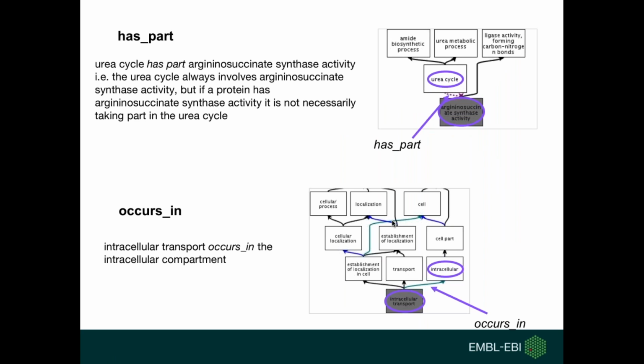Next, we have the relationship has part. So this one's a bit more interesting to grab onto. So urea cycle, the example we're using again, is the urea cycle. So urea cycle has part arginosuccinate synthase activity. And in this case, the urea cycle always involves it, but if a protein has this activity, it's not necessarily taking part in the urea cycle. That's why we say it has part. And finally, the last one, occurs in. This mainly relates to cellular component, but in this case, we'll use the case of intracellular transport, where we say intracellular transport occurs, surprise, surprise, in the intracellular compartment.